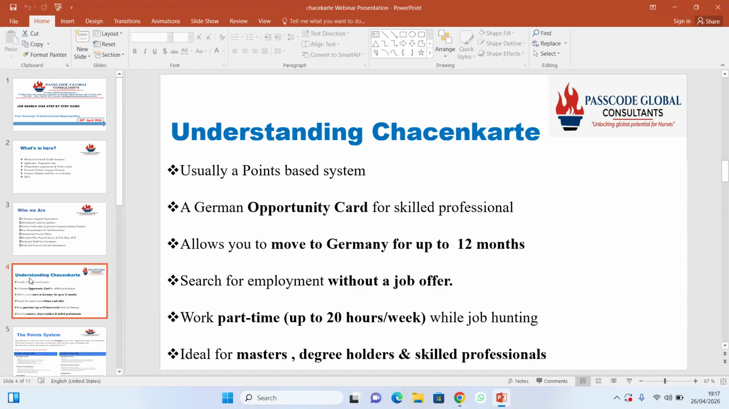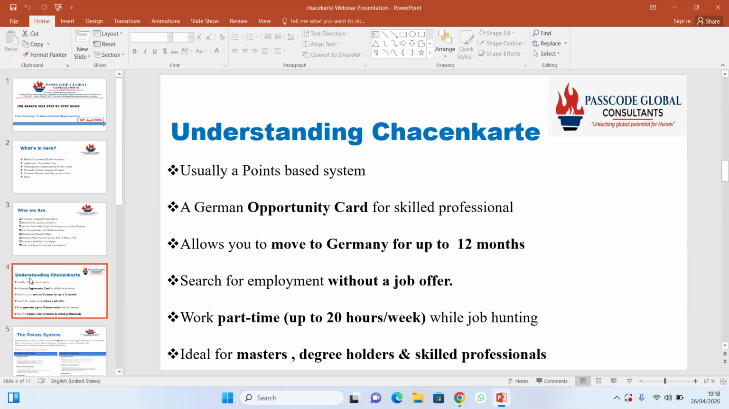Then the second one is Ausbildung. Ausbildung is a very good program. It's a vocational training. What do I mean by a vocational training? You get to learn and you get to earn at the same time. For Ausbildung, there are three requirements that you need. You need to be between the age of 18 to 35 years of age. You need to have at least a C minus and above in your KCSE or in your high school certificate. And you need a German language B2 level.